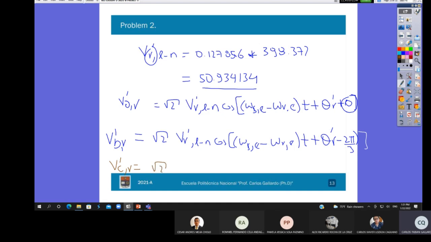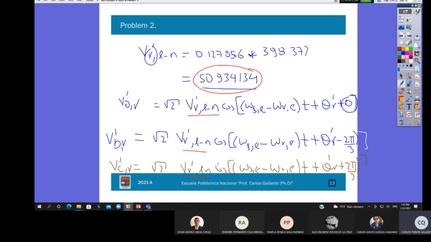I will have the square root of 2 times the line to neutral voltage, cosine of the stator electrical speed minus the rotor electrical speed times the time plus 2 times pi over 3. So this is the phase displacement, okay? Therefore, this voltage is this voltage.